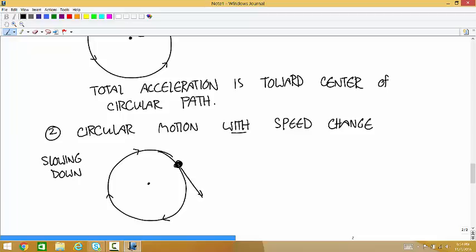The velocity vector looks like this. The parallel part of the acceleration looks like that. The perpendicular part goes towards the center. That's the centripetal acceleration. And the total acceleration looks like that.